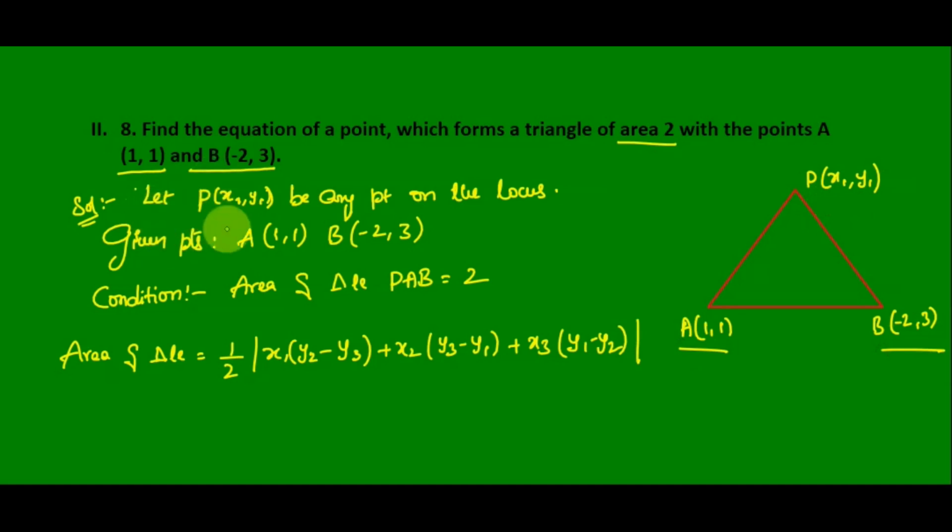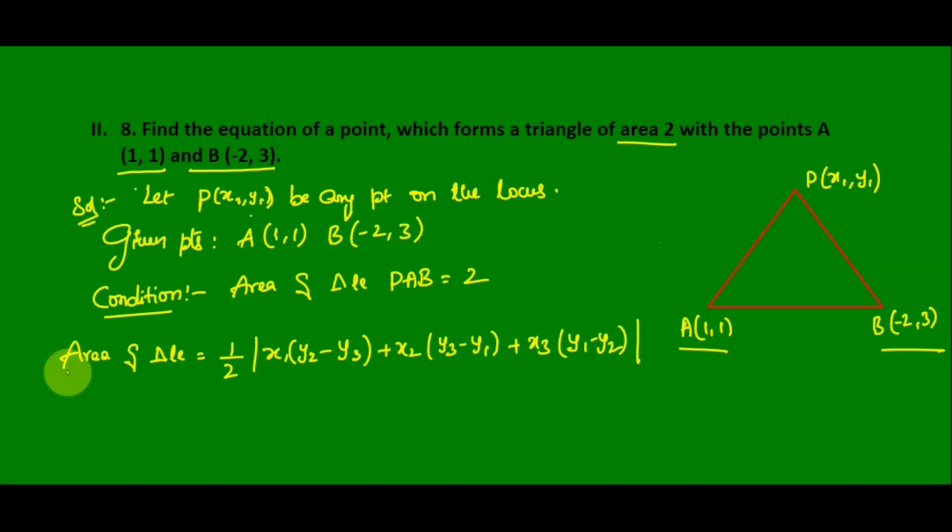The first step is, let P(x1, y1) be any point on the locus. Then the second step is the given points. Here the given points are A(1, 1) and B(-2, 3), and next the condition. What is the condition here? The area of triangle PAB is equal to 2, right?